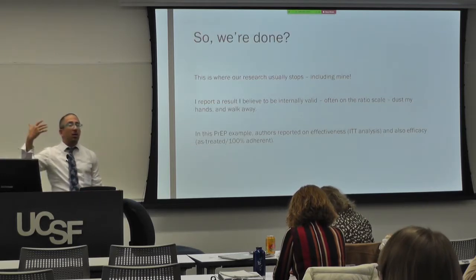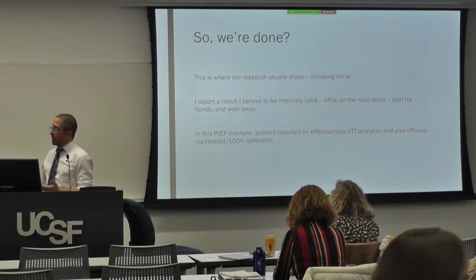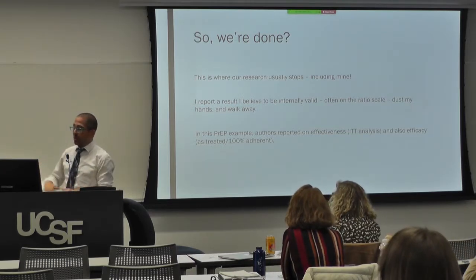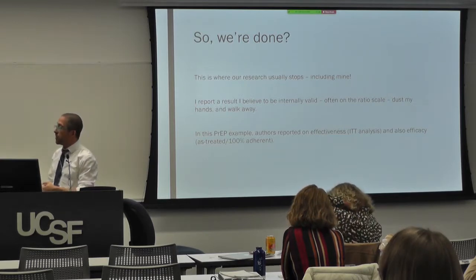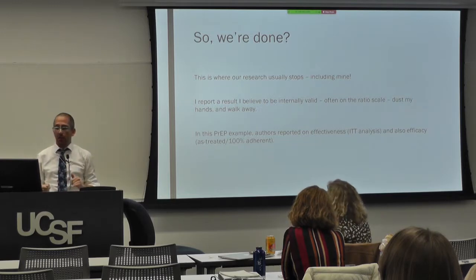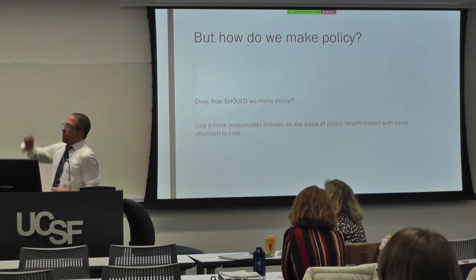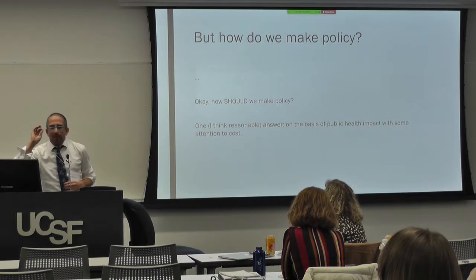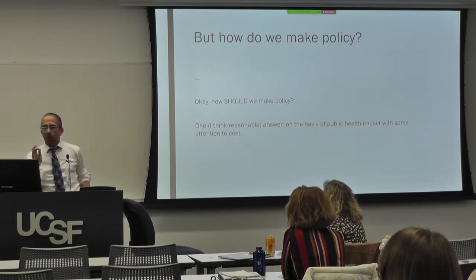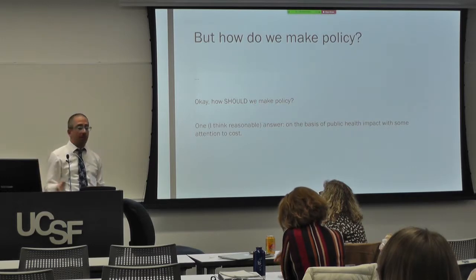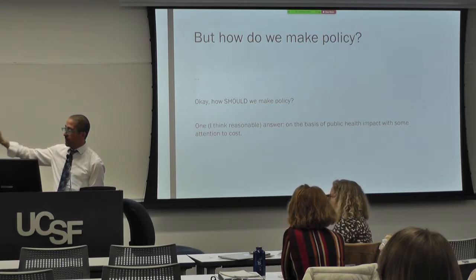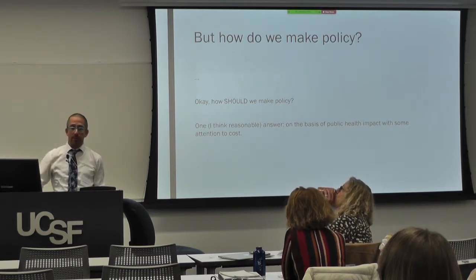So this is where our research often stops, right? I do this too, and I have done this many times in the past. I've reported a result I believe to be internally valid on the ratio scale, and I sort of dust my hands and walk away from it. But I don't think that's quite enough to make policy on, right? And if we want to make policy on the basis of public health impact with some attention to cost, we need to do more than dropping that hazard ratio into the literature.